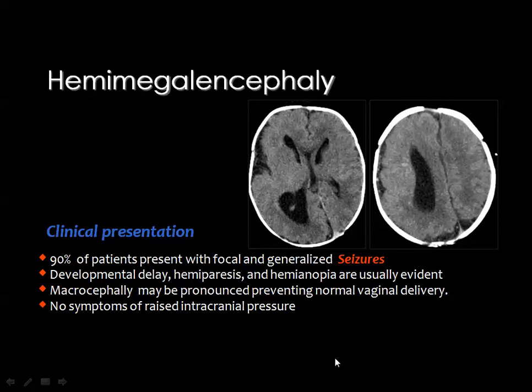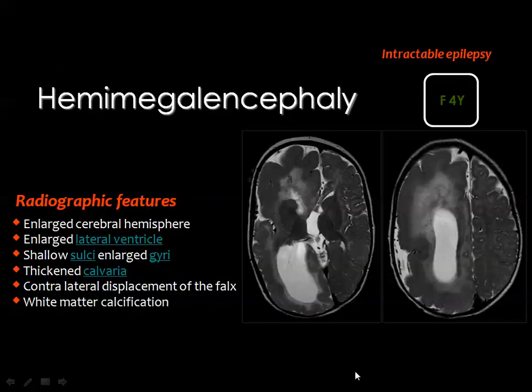It may be associated with developmental delay, hemiparesis, hemianopia, and other presenting symptoms, but the most important one is the seizure. Then this is an MRI of a case of hemimegalencephaly on the right side. And you can see that the right cerebral hemisphere is large compared to the left one.